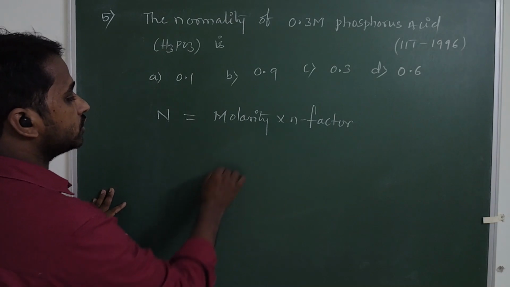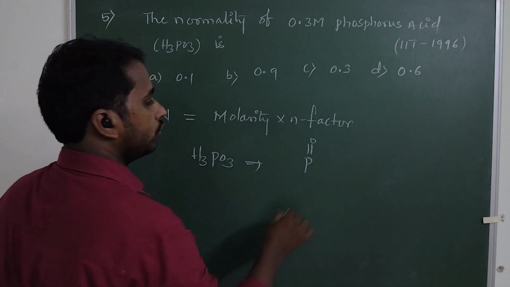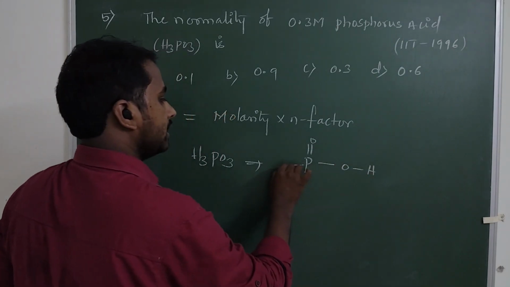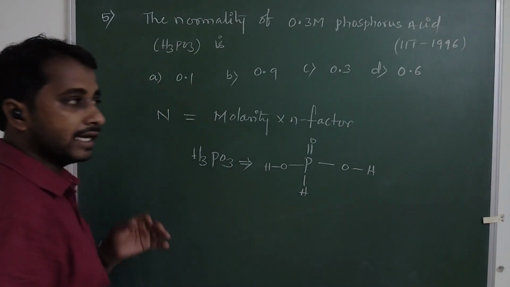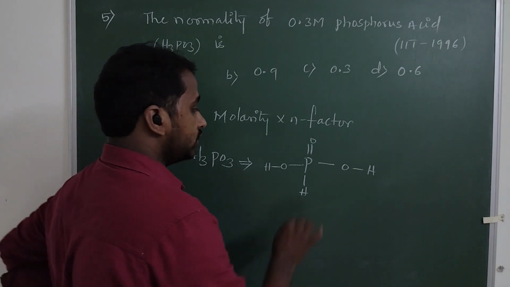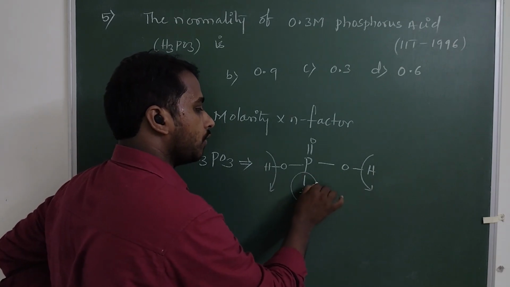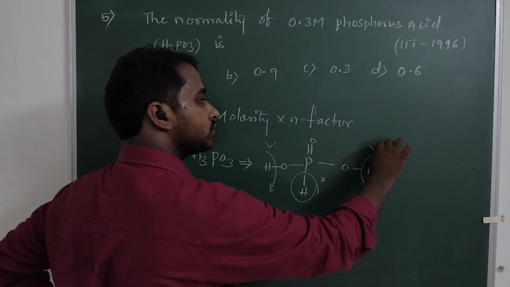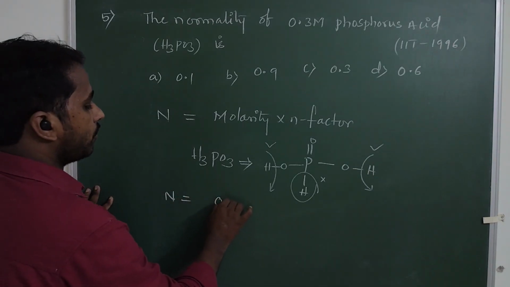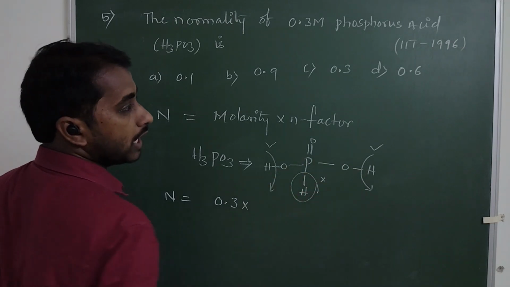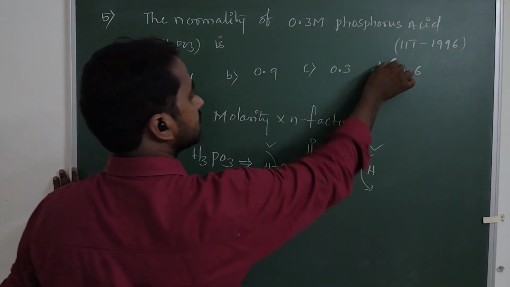Coming to H3PO3, it has a structure with P double bond O and one OH, another OH. One H is directly connected to the P. So in this acid we can replace this hydrogen and this hydrogen, but we cannot replace this hydrogen. So two hydrogens we can replace. So the n factor is 2. So normality becomes 0.3 molarity into 2 hydrogens replaced, so 0.6 is the answer. Answer D is correct.